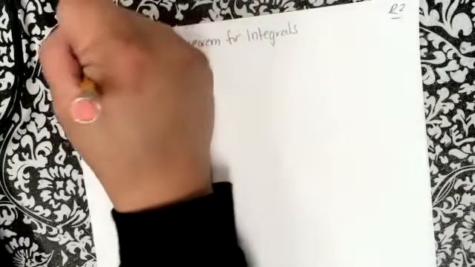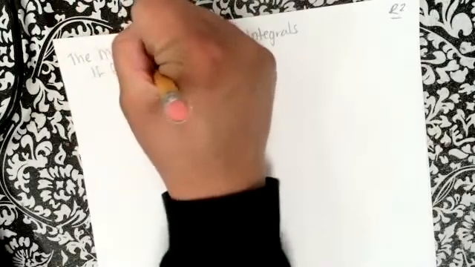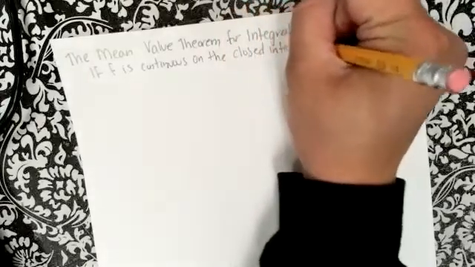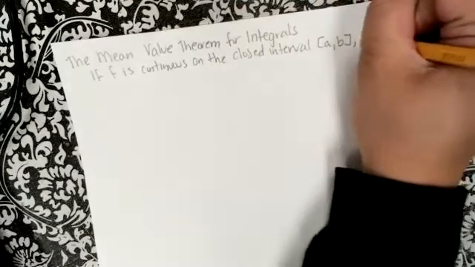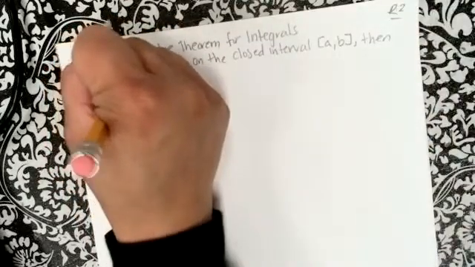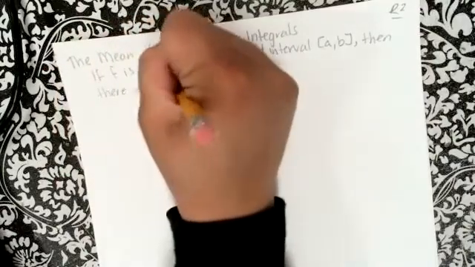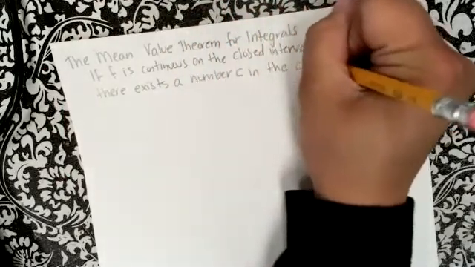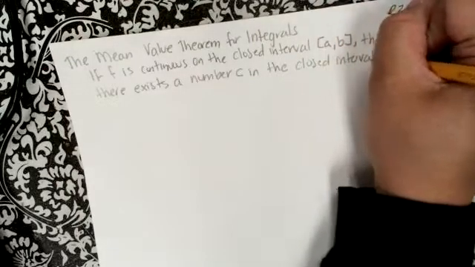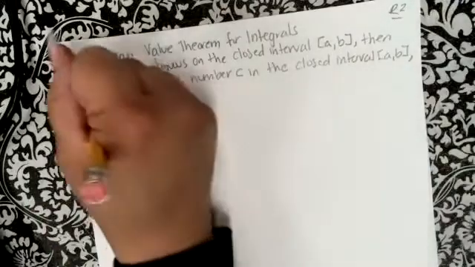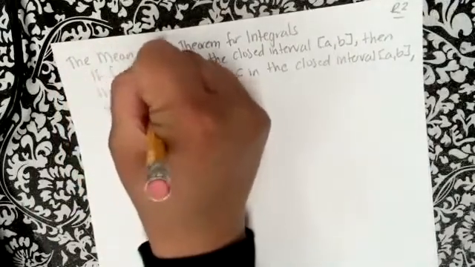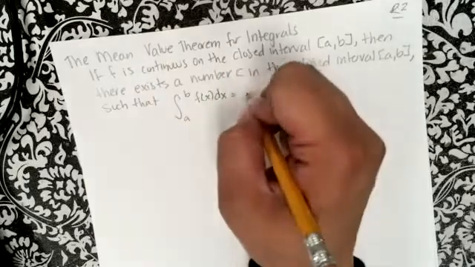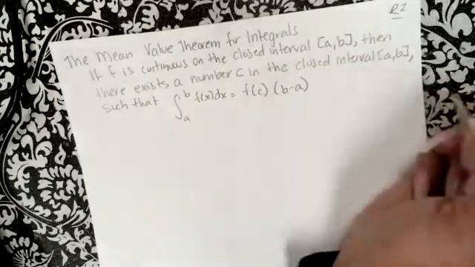Right here. If f is continuous on the closed interval from a to b, then there exists a number c in the closed interval from a to b such that the integral from a to b of the function is equal to f of c times the upper minus the lower.